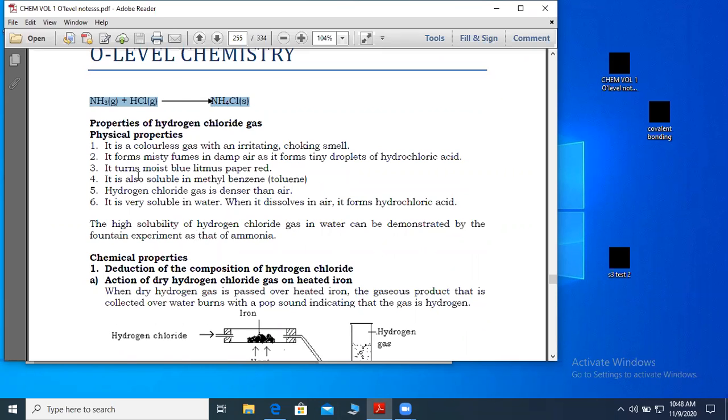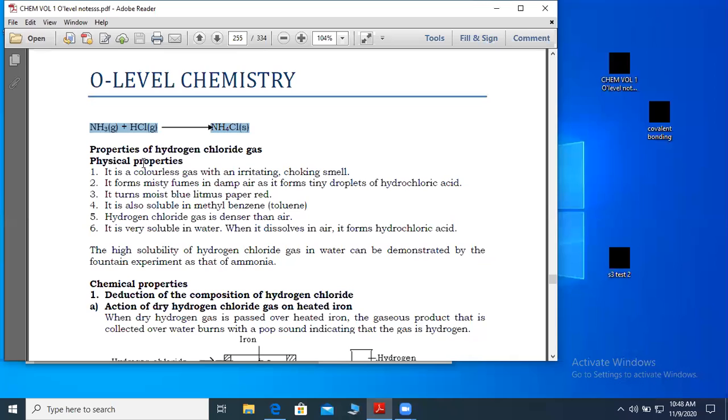Let us look at the physical properties of hydrogen chloride gas. It is a colorless gas with an irritating, choking smell. Since it is acidic, it forms misty fumes in damp air. Damp air means wet air. In damp air, it forms tiny droplets of hydrochloric acid. I've already told you, when hydrogen chloride is exposed to water, it will dissolve in water, forming hydrochloric acid.